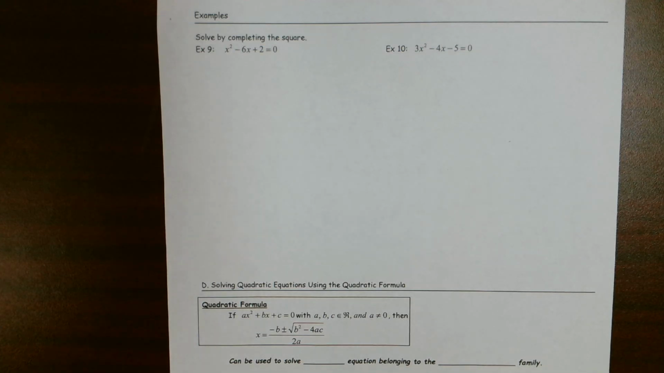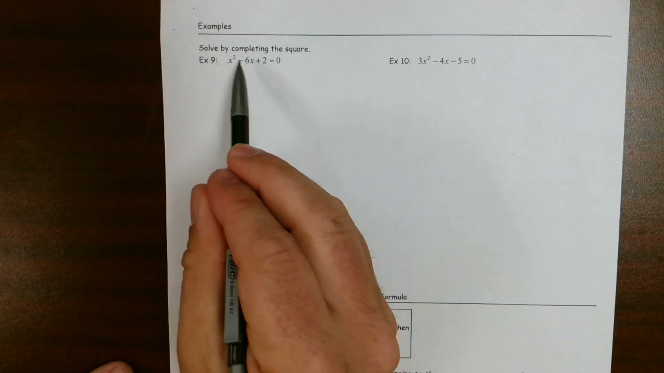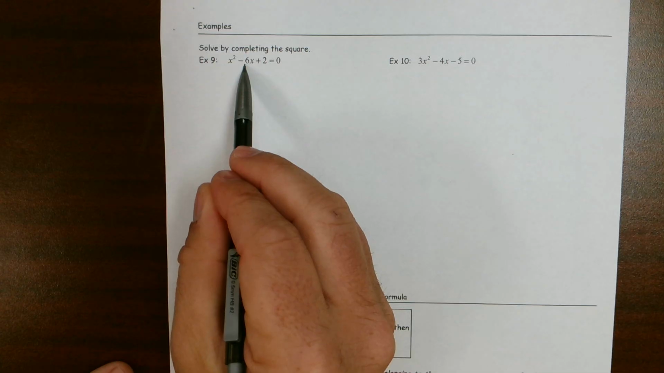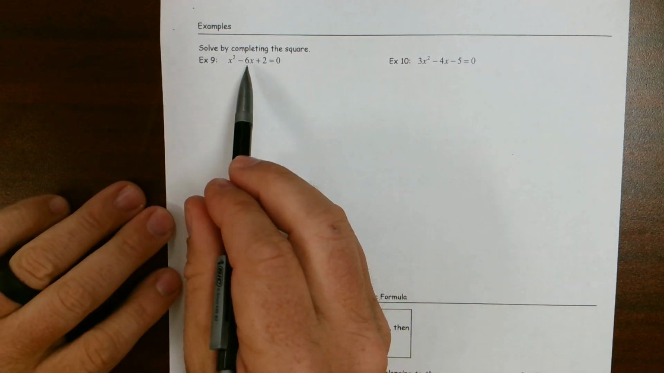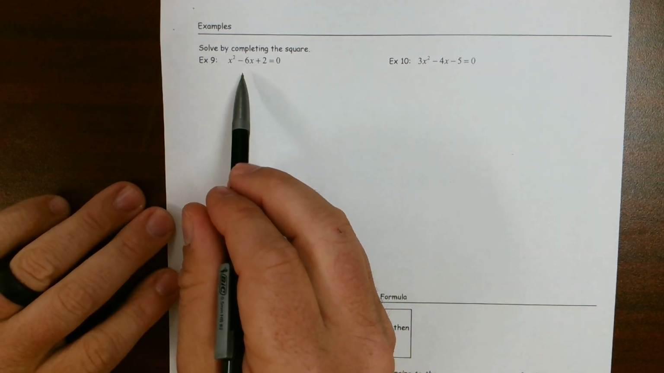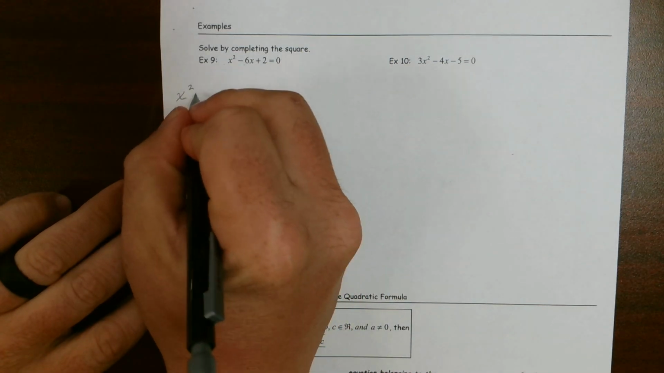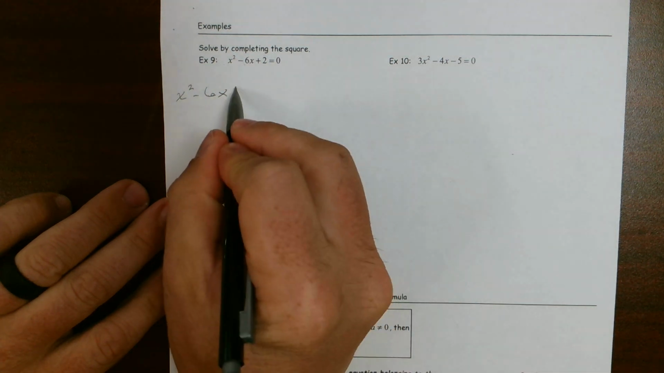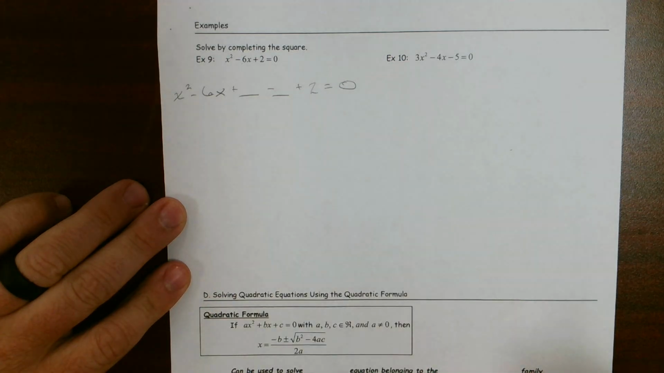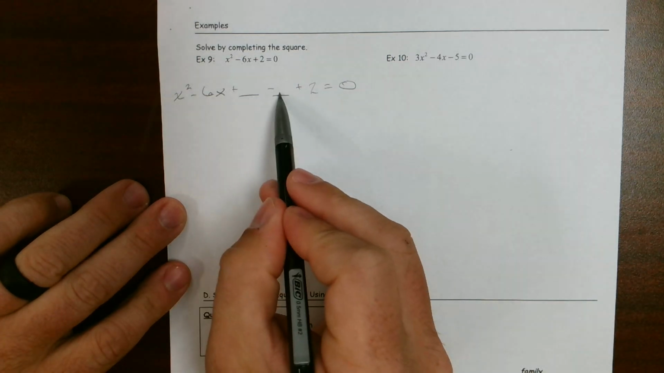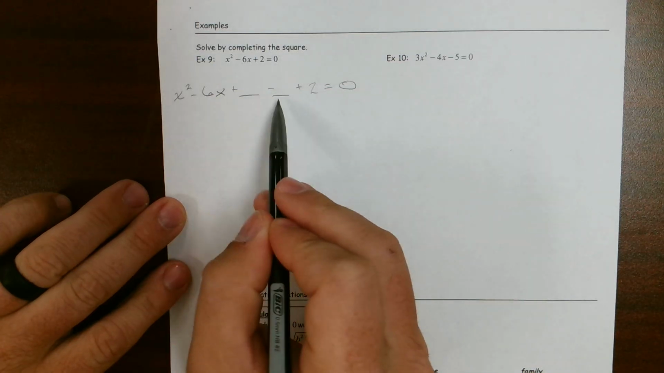Okay, so looking at this first example, example number 9, we see that the leading coefficient is 1 and the b term is negative 6. It's even. Okay, so what we can do is we can complete the square. Now, completing the square is a glorified way of saying I'm just going to add 0 and do it in a clever way such that I can factor it. Okay, so we're going to go x squared minus 6x plus something minus something, and then you have your plus 2 equals 0. And that thing that we're going to add and subtract, we're going to add and subtract the same thing. In math, you're always allowed to add 0 whenever you want. We're just going to do it in a clever way.